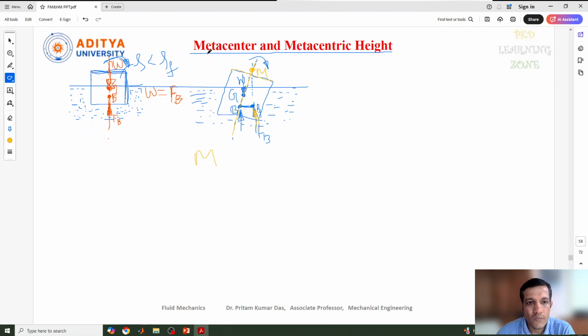Okay, that is metacenter, and the metacentric height is the distance between the metacenter and the center of gravity. The distance between this center of gravity and the metacenter point is known as metacentric height. This concept is actually required to find out whether an object is in a stable, unstable, or neutral condition.